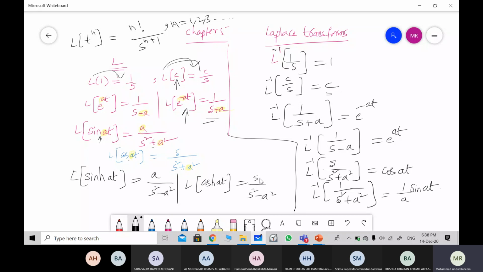Okay. Clear? These are the rules. The other rule is very important. L inverse of 1 over S power n is t power n minus 1 divided by n minus 1 factorial. Okay, Hamoud?